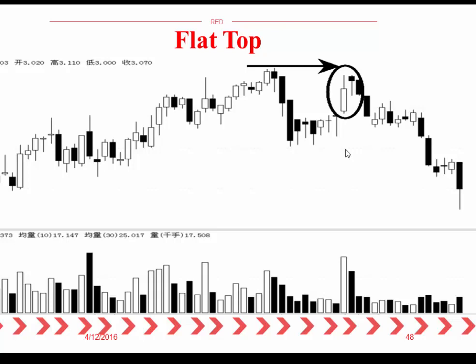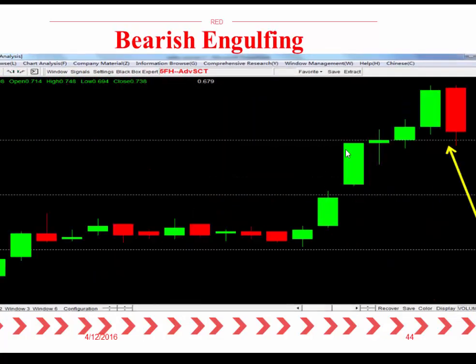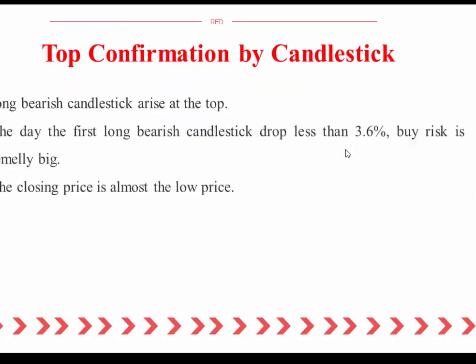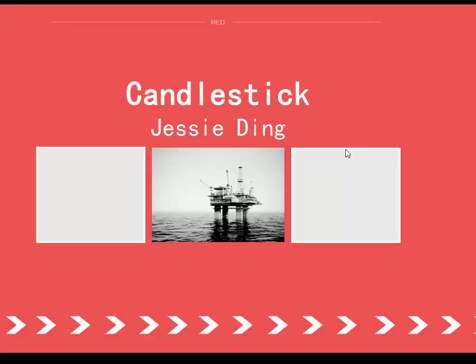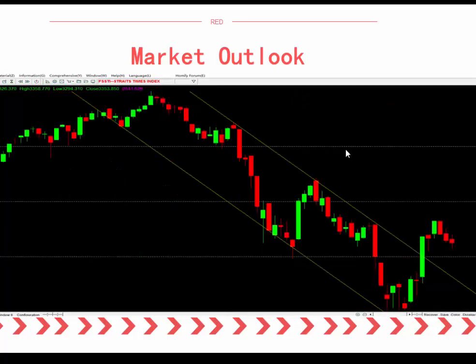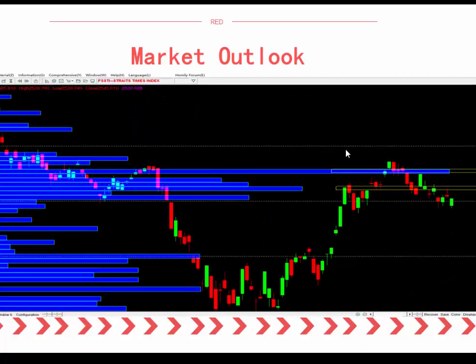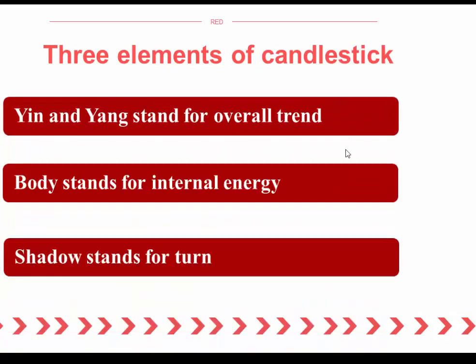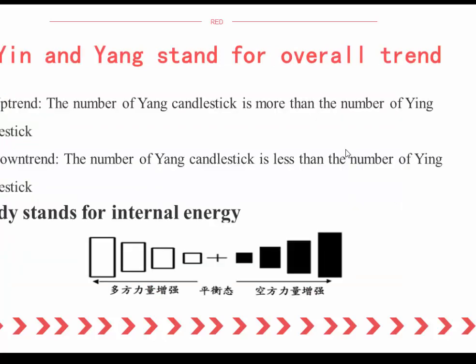So this is very important for us, and I think flat top and flat bottom are very helpful for our investment. So let's continue our class. This is the flat top and bottom. If you see the flat bottom, you'd better buy the stocks. And if you see the flat top appear, you'd better sell out your stocks. Don't hesitate, because you should remember, sell quickly.